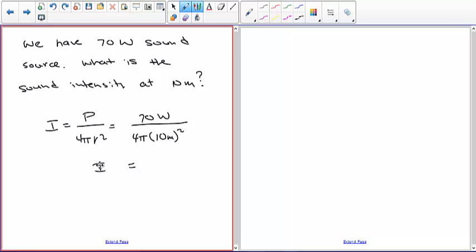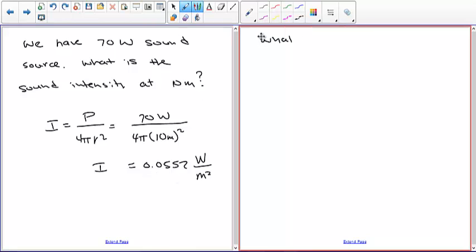Okay, so the sound intensity at this particular point is 0.0557 watts per meter squared. Now, the next question is, what is the sound intensity level in decibels?